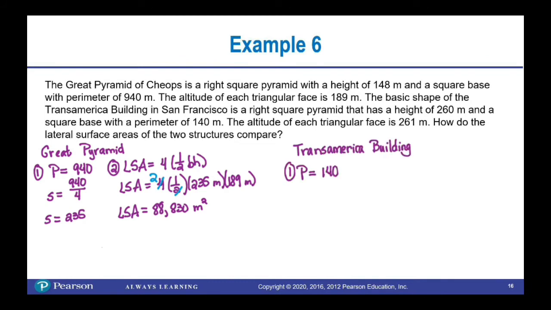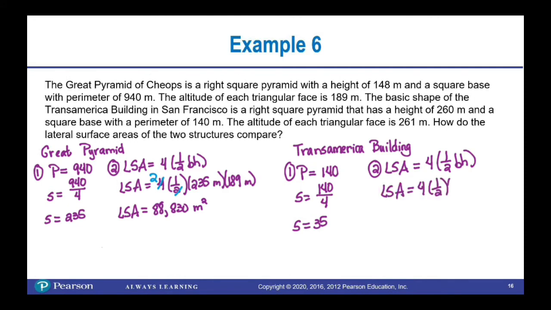It has a base that's a square, and the perimeter of that square is 140. Since all 4 sides are the same, one side would be 140 divided by 4, or 35. Then thinking about the lateral surface area, again we have 4 triangles, and the area of a triangle is 1/2 base times height. The base is one side of that square, so 35, and the height is the altitude of the triangular face, or in other words, what we call the slant height, 261 meters.